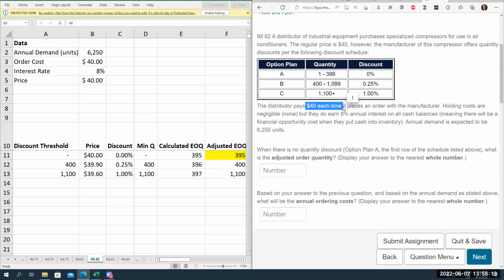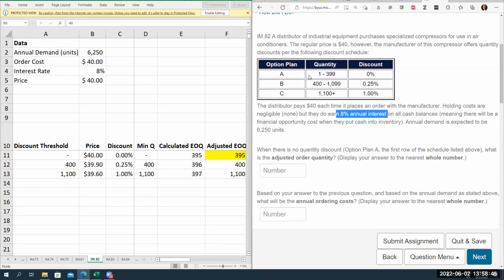Does anybody have those different numbers? Or are they all the same for everybody? Different. Okay. Could be different. Make sure you're in the right place, right? The regular price here is referring to my B5 cell. And the distributor pays $40 is talking about the cost. Yeah, good question. So there's an annual interest rate on all cash balances. So this is basically like an opportunity cost of money. So we're going to use that in our EOQ formula coming up.